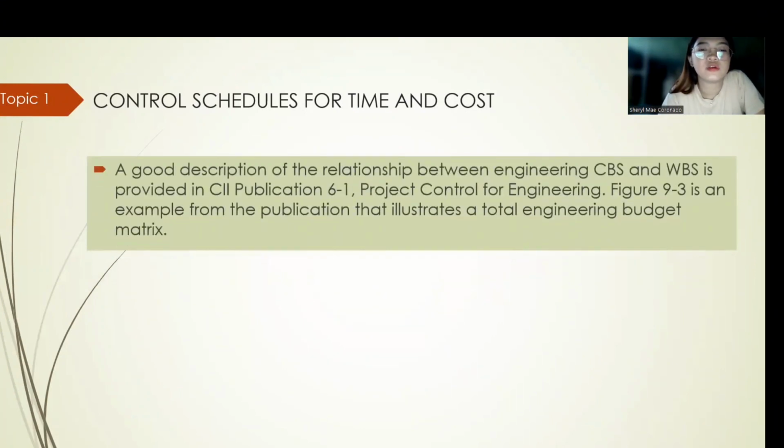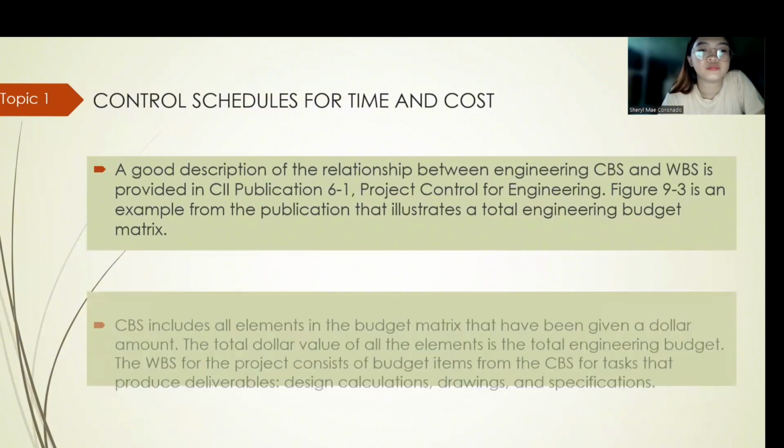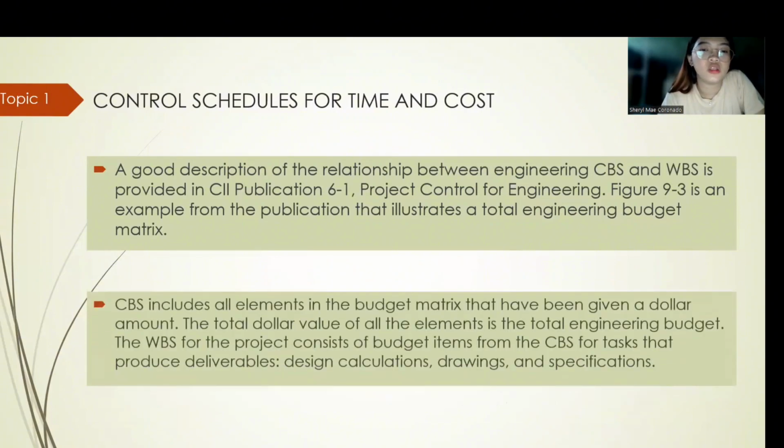So a good description of the relationship between engineering CBS and WBS is provided in C2 publication 6.1, Project Control for Engineering. Figure 93 is an example from the publication that illustrates a total engineering budget matrix. CBS includes all elements in a budget matrix that have been given a dollar amount. The total dollar value of all the elements is the total engineering budget.